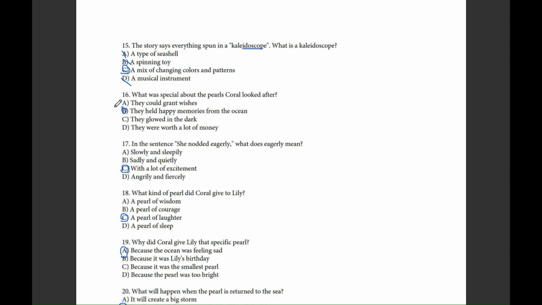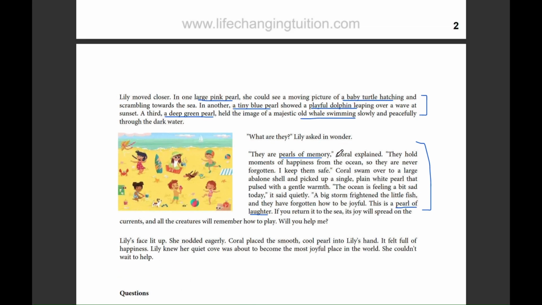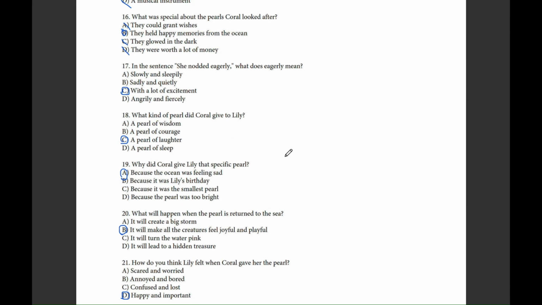Thinking about why not, we find that A, C, and D simply aren't stated in the story. The correct answer is B. They held happy memories from the ocean. The explanation tells us why, as Coral herself says they are truly pearls of memory.